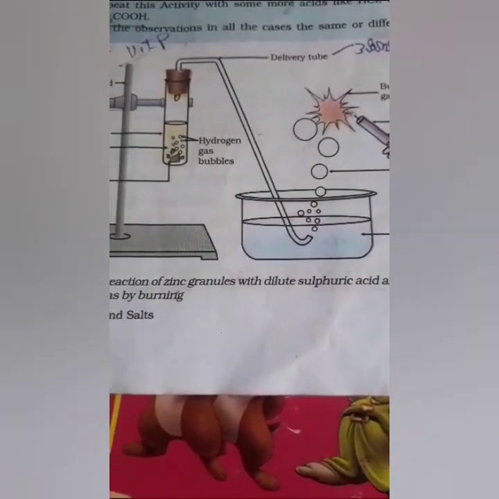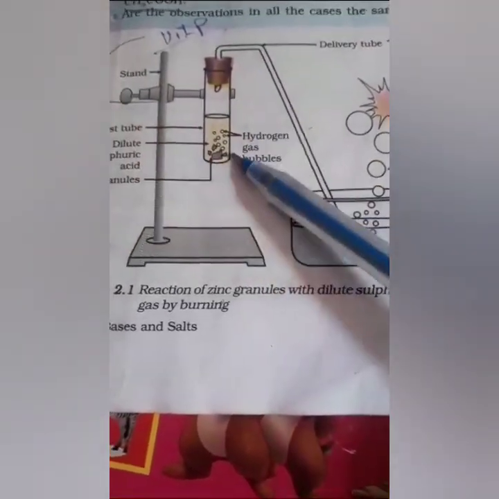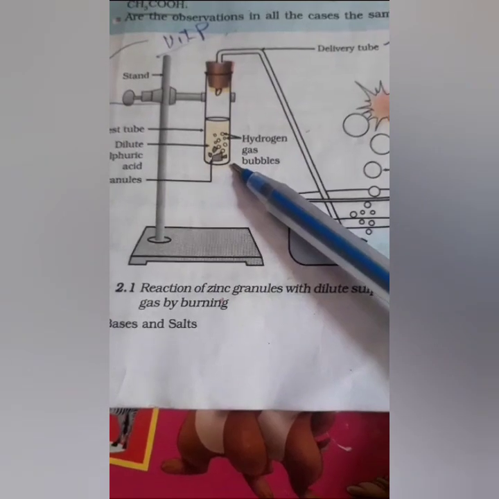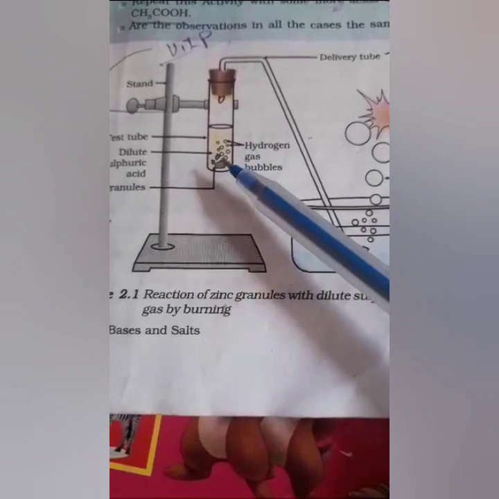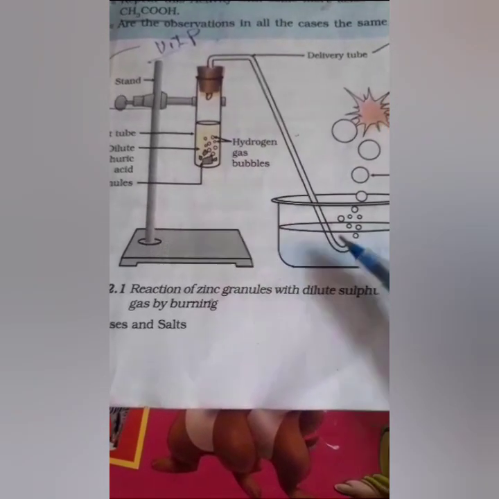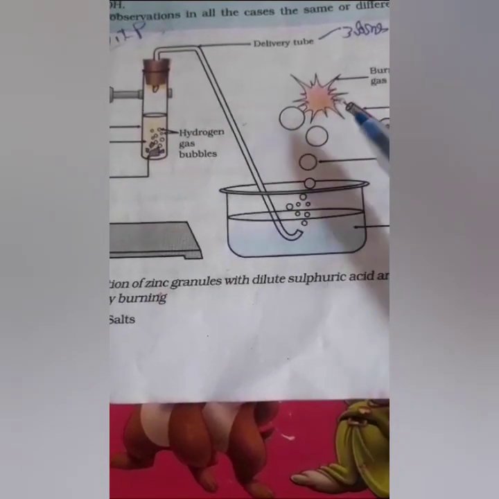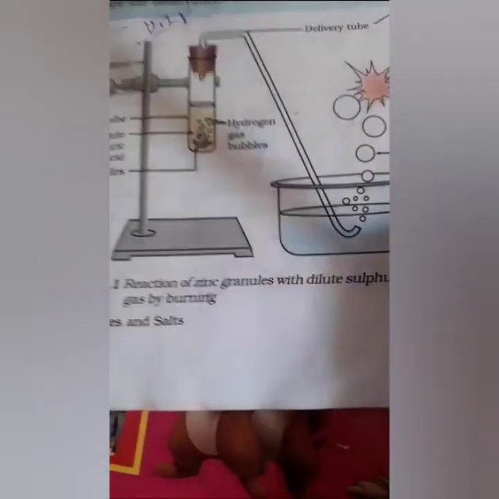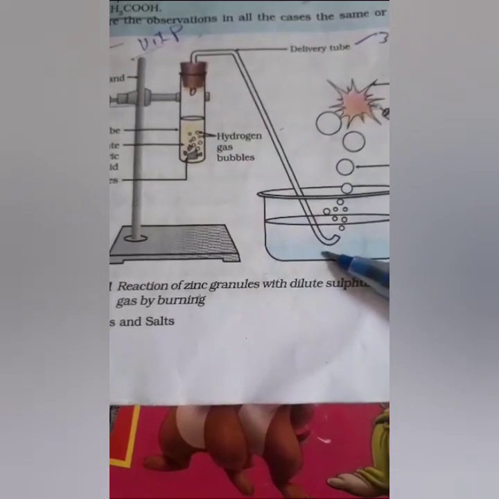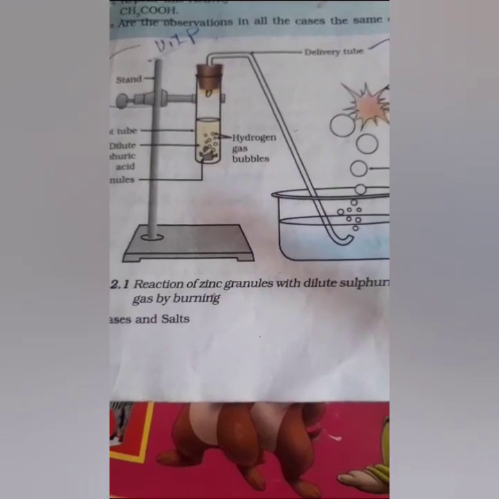What is the summary of this experiment? When acids react with metals, they produce hydrogen gas. When we burn the hydrogen gas, it burns and produces a pop sound. Not only this one, any metal is going to react with an acid to produce hydrogen gas. This is the conclusion for this experiment.